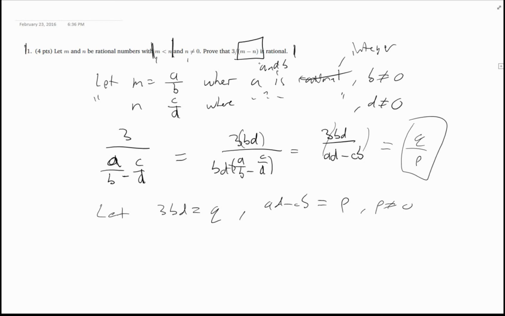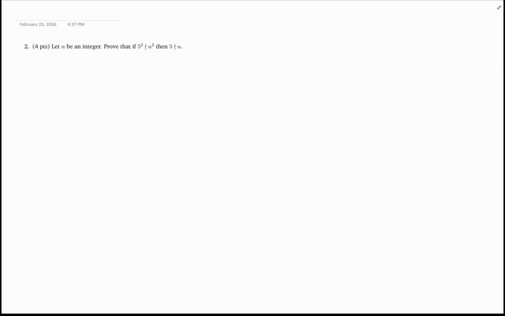That one wasn't bad at all. The next one's a little bit harder. Now, this is saying if a implies b, I'm going to do the contrapositive and say not b implies not a. So why don't we go ahead and write that down. So assume if 5 does not divide n, then 5 squared does not divide n squared. Alright, this is a contrapositive.